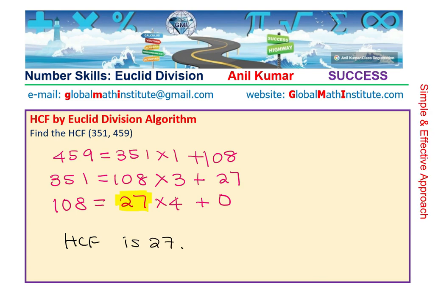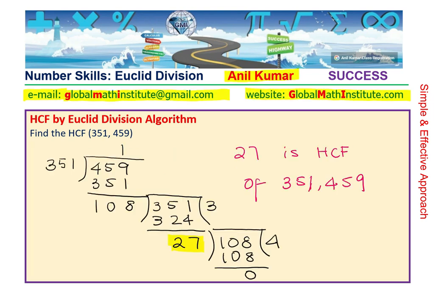Perfect. This is slightly more difficult as there is a lot of calculation which you have to do. However, this process of long division, which I showed you first, is straightforward. So you could use any of these two methods to find the HCF of these two numbers.